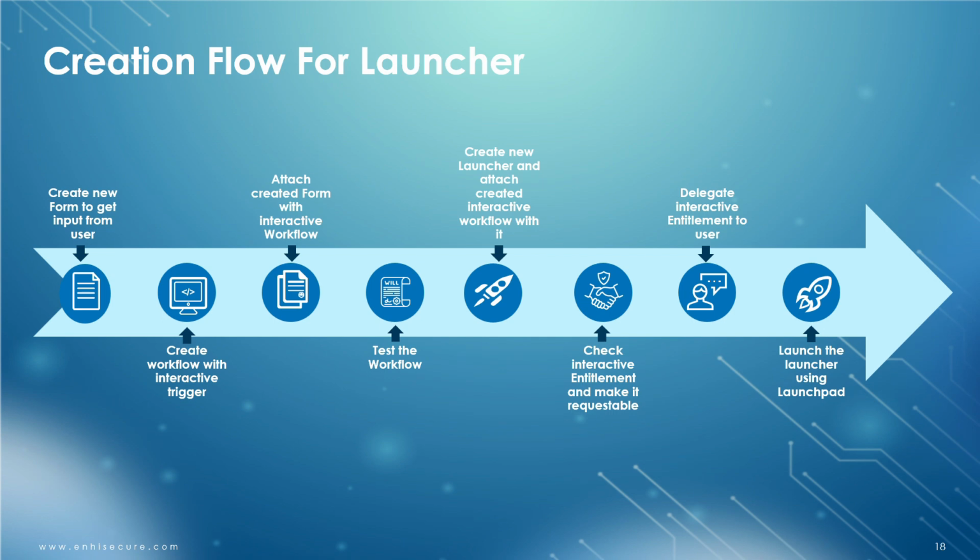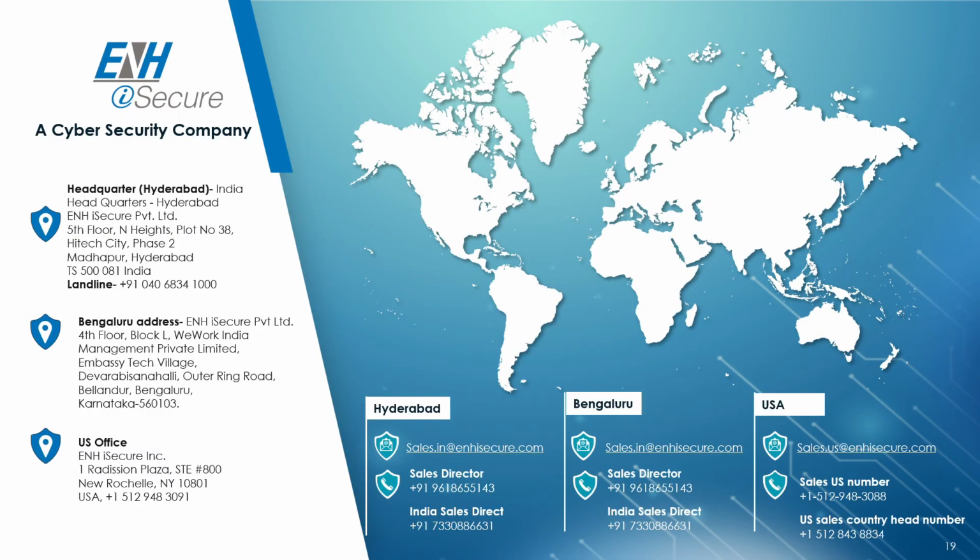In the 6th step, once the launcher is created, it will create one entitlement for us that should be associated with the user who is going to use the LaunchPad. So we have to delegate the interactive entitlement to the user, and once that happens, the user can directly go to the LaunchPad option inside SailPoint and easily launch the launcher. I hope this presentation has given you a clear picture of how LaunchPad and launchers work inside SailPoint.